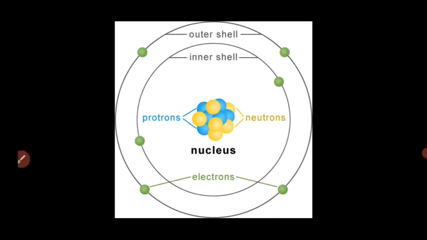Protons are not able to move out from the atom because they are tightly bound with the neutrons. So, electrons only move from one atom to another. So, the motion of electric charges, which is nothing but electrons, constitutes an electric current.